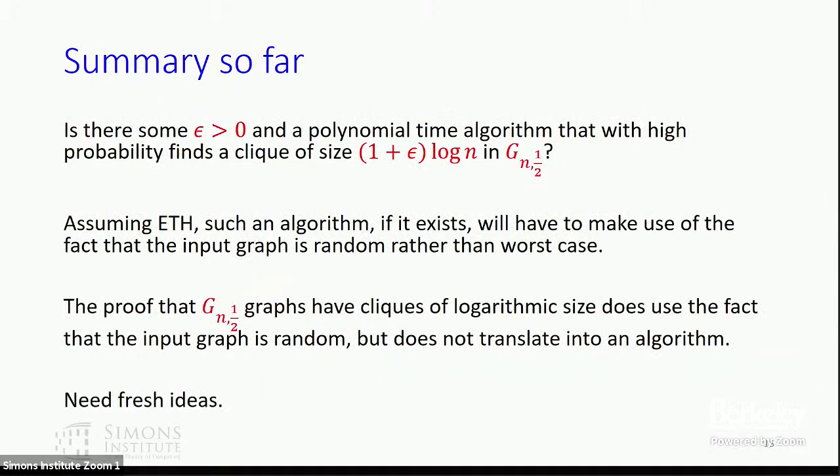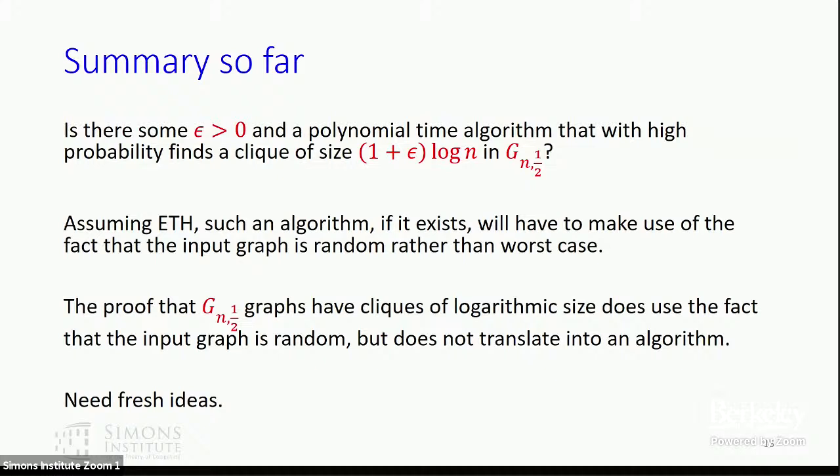So the summary so far is that the question was, is there some epsilon and a polynomial time algorithm that with high probability finds a clique of size 1 plus epsilon times log n in a random graph? What we've seen, if we assume the exponential time hypothesis, which maybe in 1976 people were not willing to assume, but by now we are willing to assume, is that such an algorithm, if it exists, will have to make use of the fact that the input graph is random. It cannot work for worst case graphs.